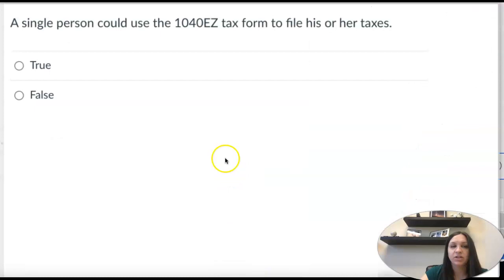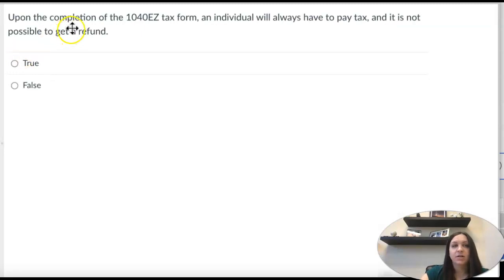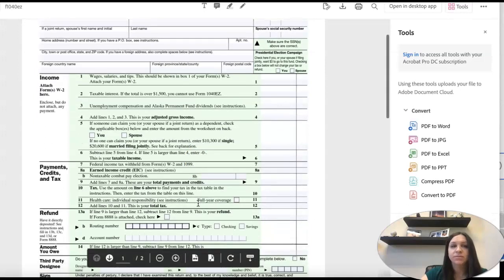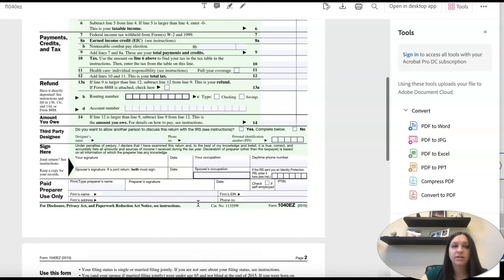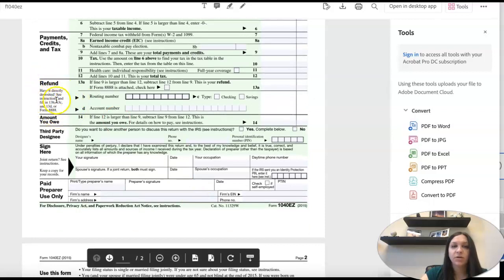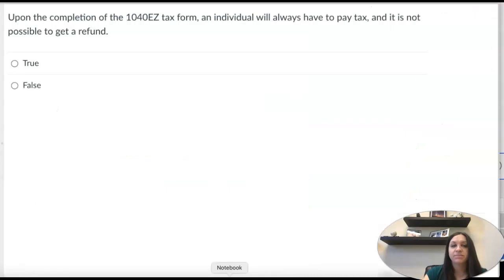One of the questions is going to be all true/false. So could a single person? Yeah, we just saw that one. If you're single, you can use that form to file your taxes. Upon the completion of the 1040 EZ Tax Form, an individual will always have to pay tax, and it's not possible to get a refund. I hope that's not true. Alright, so look, refund. So you can get a refund. If line 9 is larger than line 12, this is your refund. So that is false. You can get a refund on your taxes.